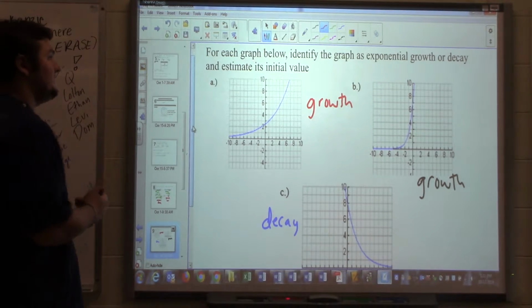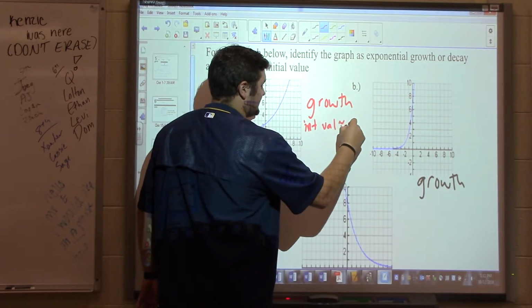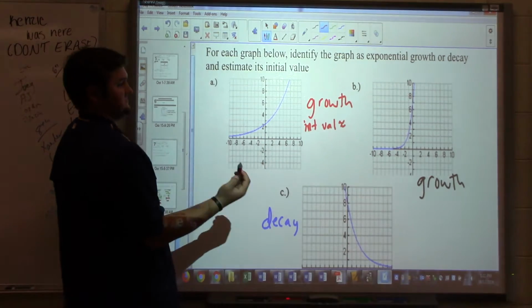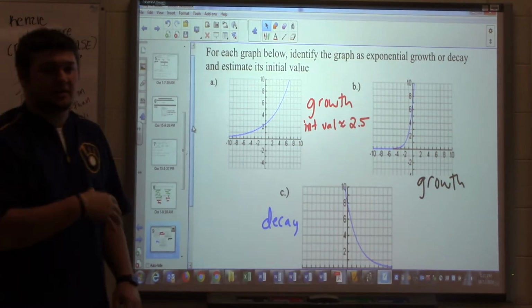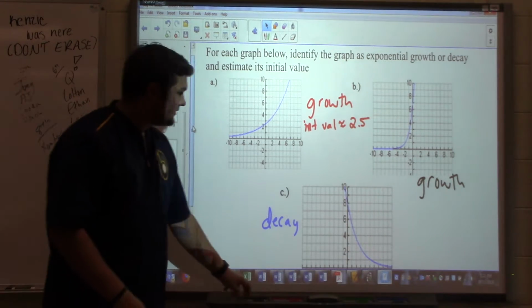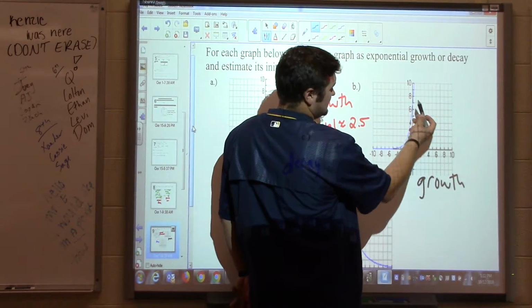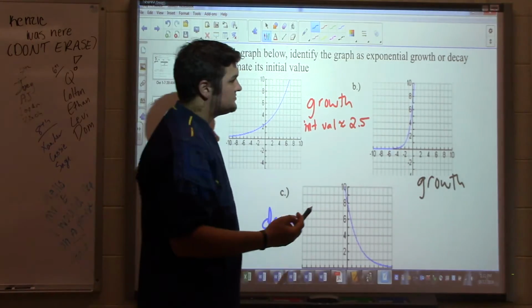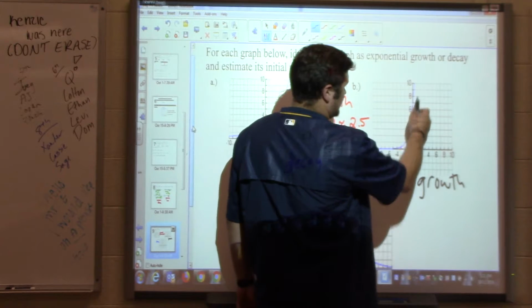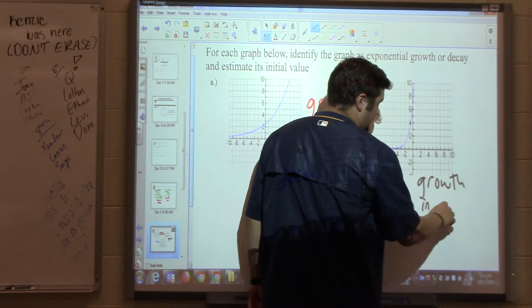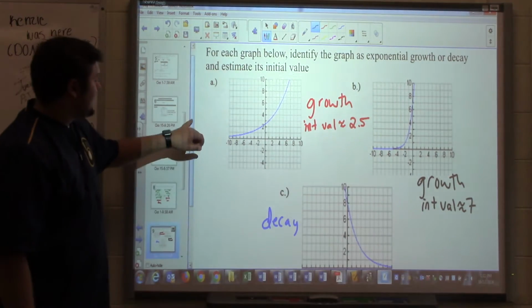That's its initial value. So the first one, the initial value is approximately 2.5. We can all agree on that? Right? It's an estimate. We're looking at the table, or we're looking at the graph. Okay? The second one, a little tougher. 7. Well, we can agree on 7. That's fine. It looks like it crosses right about 7, maybe a little bigger than 7, but it's an estimate. So it's approximately 7.